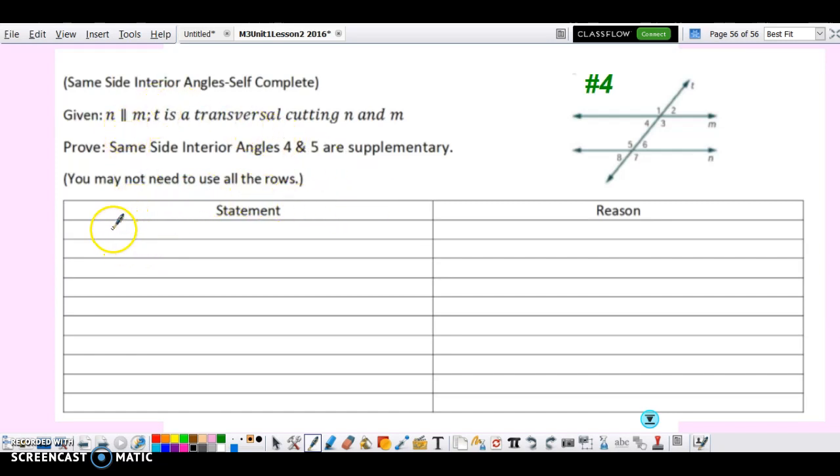All right, our given, of course, I'm just going to shorten this. N is parallel to M. T is transversal. So that is given. And again, your given is either always given or the if part of an if-then. Now the next statement, of course, we're trying to prove that angles 4 and 5 are supplementary. So there's my 4 and there's my 5. Those are the ones where I'm heading from.